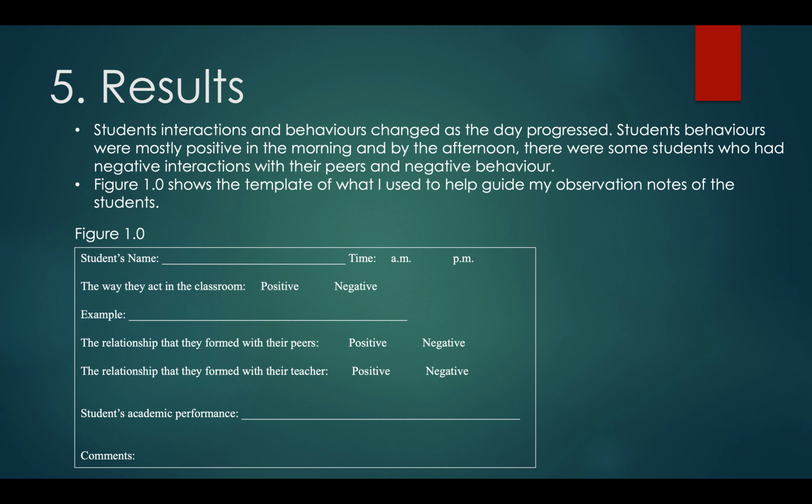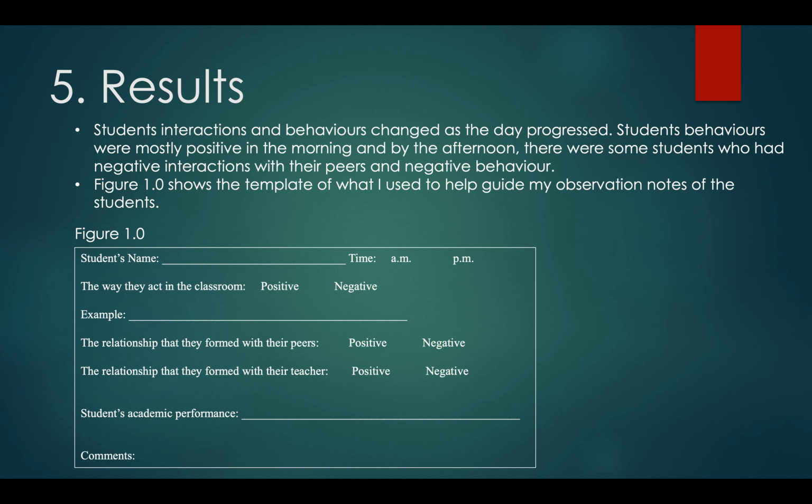So if we move on to results, I interpreted the data from the morning and the afternoon. Students' interactions and behaviors changed as the day progressed. Students' behaviors were mostly positive in the morning, and then by the time we got to the afternoon, there were some more students who had negative interactions with their peers and negative behaviors, such as talking out, walking out of the classroom, interrupting their peers, that kind of negative behavior.